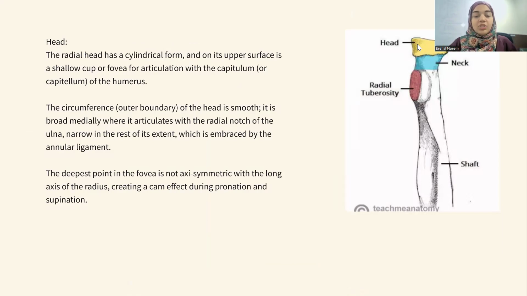On its upper surface is a shallow cupped fovea. So this upper surface is like a shallow cupped fovea for the articulation with the capitulum of the humerus. You should always remember that at the elbow joint, the capitulum of the humerus articulates with the radial head at the humeroradial joint. Okay. Now, the circumference or outer boundary of the head is smooth. It is broad medially where it articulates with the radial notch of the ulna, and narrow in the rest of its extent, which is embraced by the annular ligament.